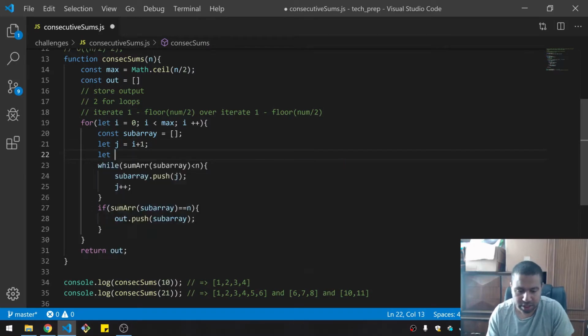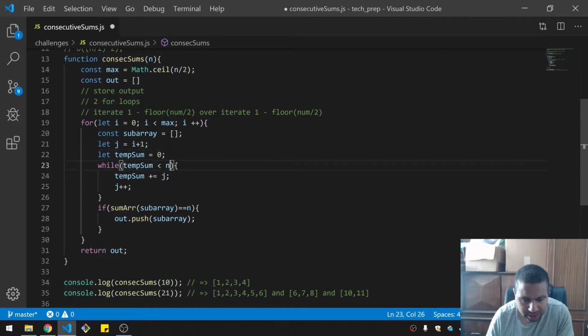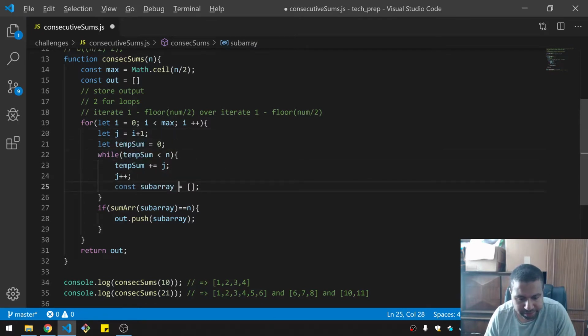This temp sum equals 0 at this point. So instead of the sum here, you just say, as long as the temp sum is less than this, then instead of pushing, I literally add temp sum plus j, and then you increment j. And as long as temp sum is there, then that's fine. It's a little easier for the subarray.